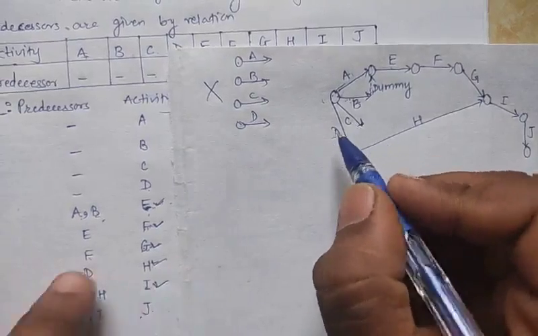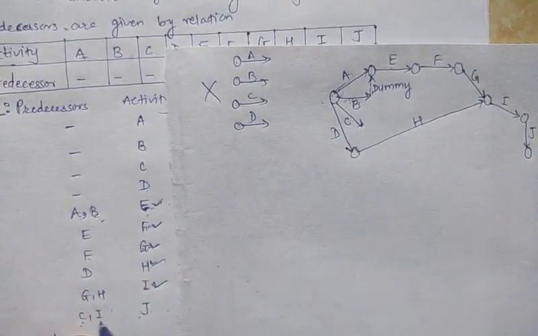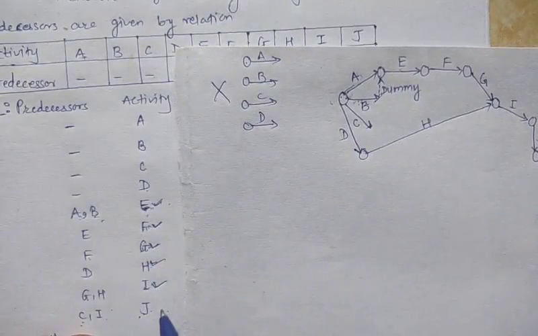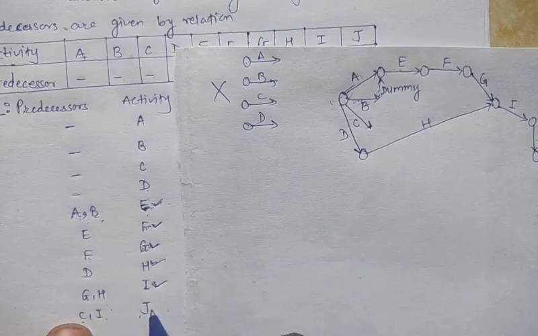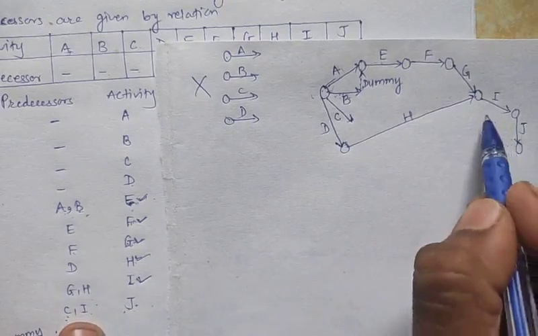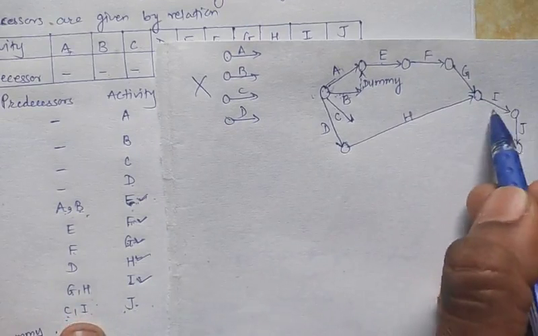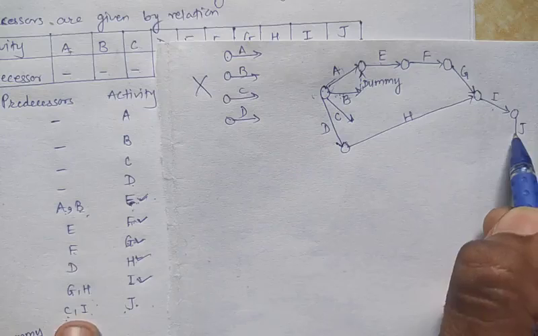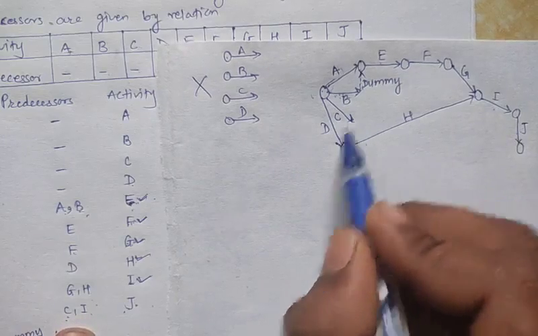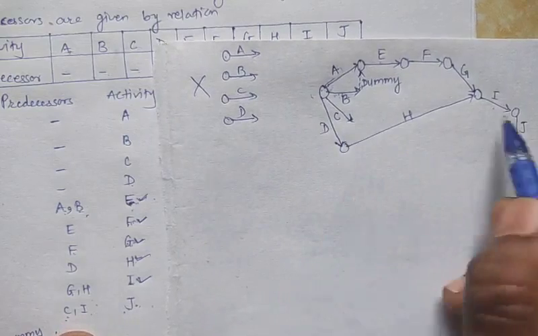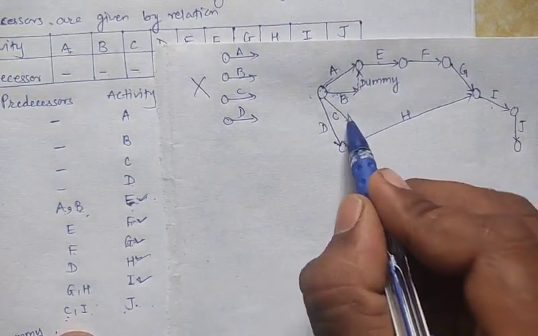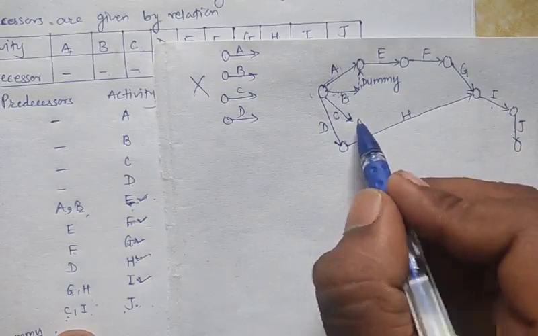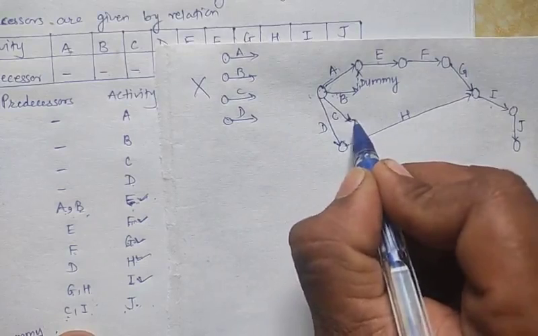Now next is C. C and I are the predecessor activities and J is the successor activity. Okay. Now here C goes to J and I goes to J. In these two activities, I is the predecessor activity and J is the successor activity. First, C goes to J. C directly goes to J, so here there is no activity between C and J. So we take a dummy activity here. So this is the dummy activity.